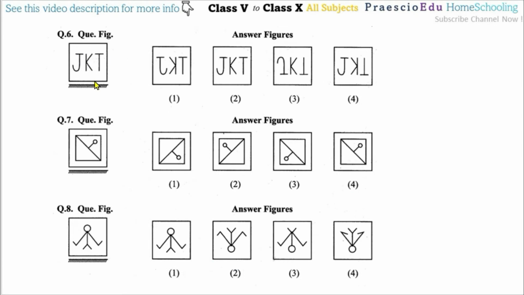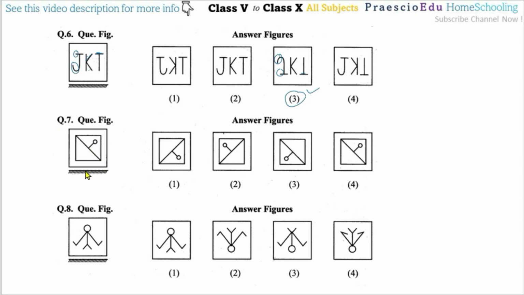Now question number 6, option number 3 is the correct one, because the J is here and the left side of the J is kept the same, meaning this side will be kept the same. And the K is as it is, because both the lines meet centrally, and the T will have this horizontal line at the top coming to the bottom. So this is the correct option.